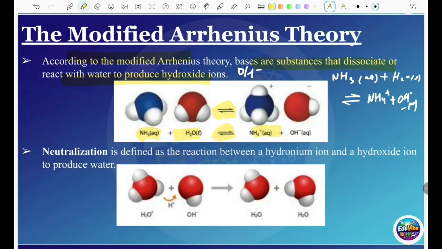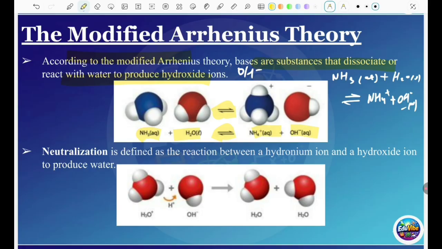You can see that over there too. So bases dissociate or react to produce hydroxide ions, which is OH negative. That's how it works. We'll learn more about this in Grade 12, so be prepared for that.